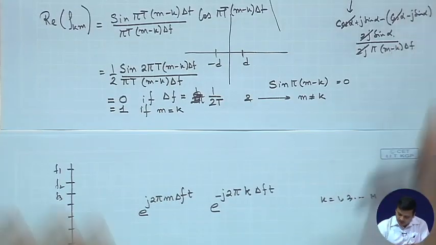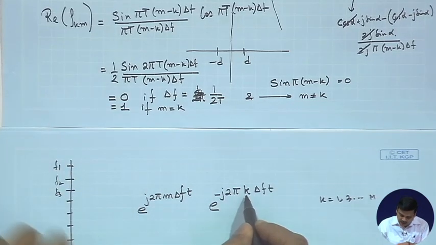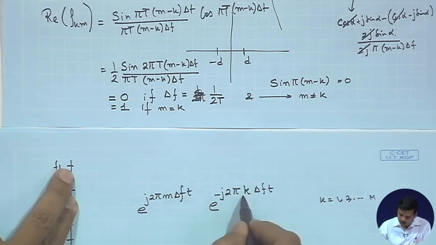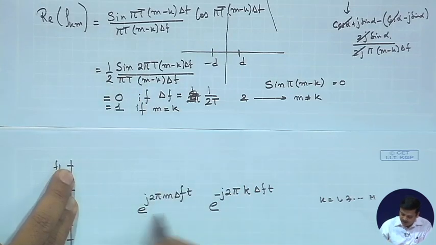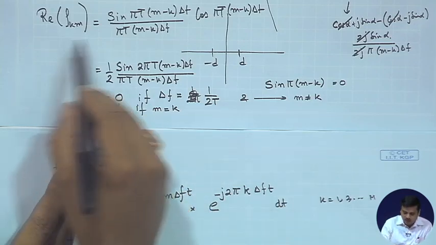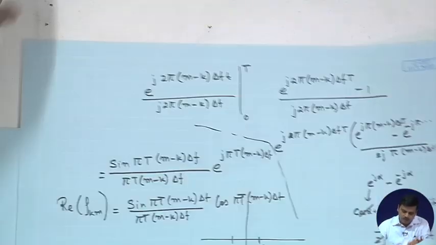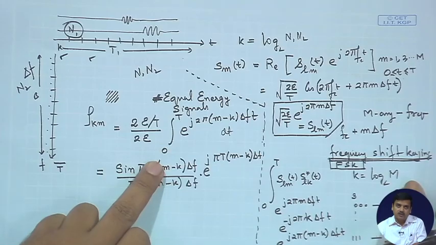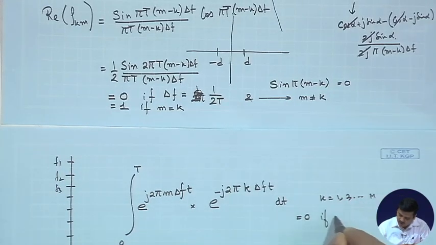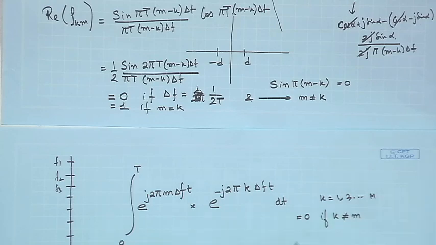Using these, and we apply over here, suppose m is 3 and k is equal to 1. So, m is not equal to k, this is the correlation result. When we do the correlation, we basically multiply this and integrate from 0 to T dt. So, this result is what we have actually obtained over here by doing the correlation. That is why we started the correlation, and this is the outcome of the correlation. So, this would be equal to 0 if k is not equal to m, and this would be equal to 1 if k is equal to m.